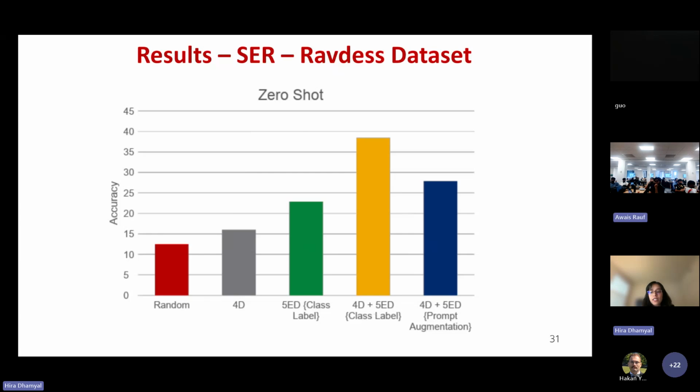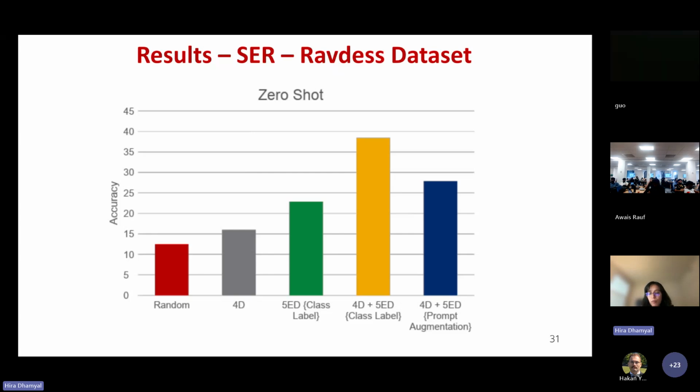But this is zero shot, and this is pointing to one of the biggest problems in the emotion domain. Since the model has not seen any samples from the RAVDESS dataset, it is not able to generalize the correlations that it has learned from other datasets to the RAVDESS dataset. This is a problem that we see in the emotion classification domain all the time: if you train a model on dataset X, it will not be able to do well on dataset Y.